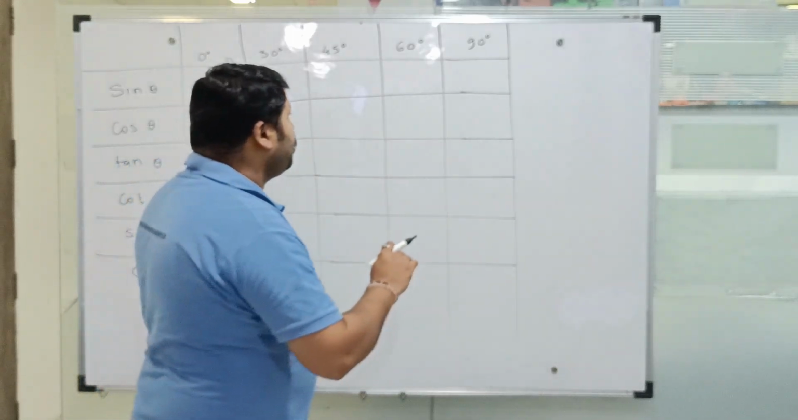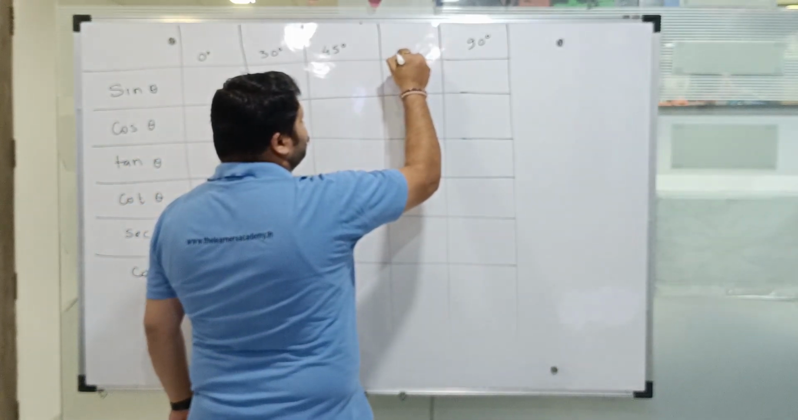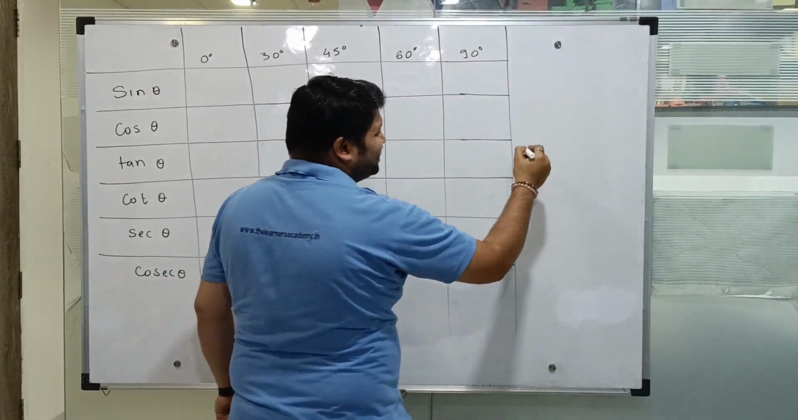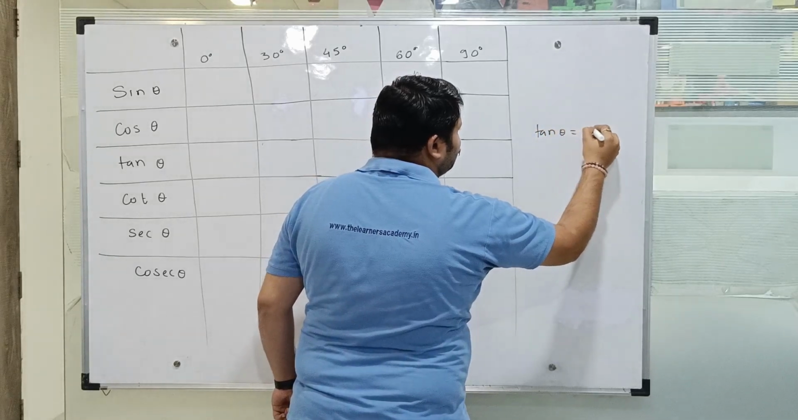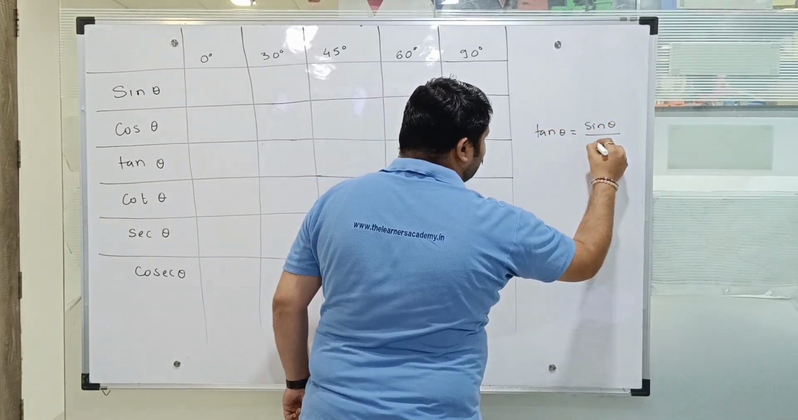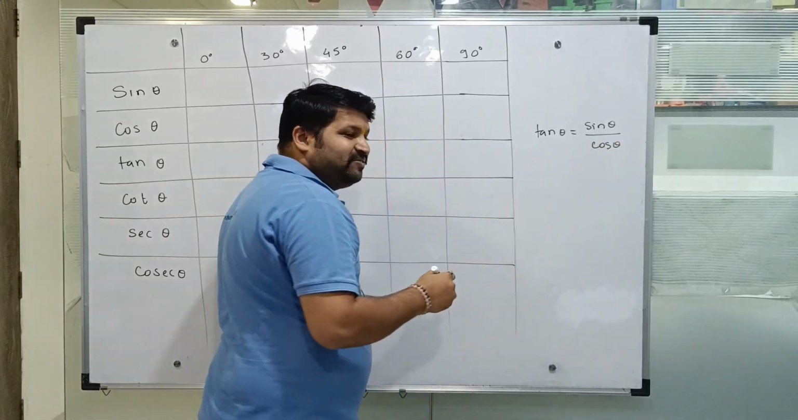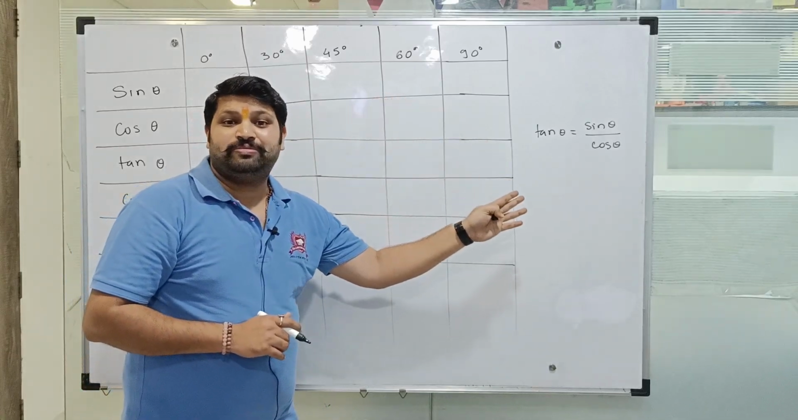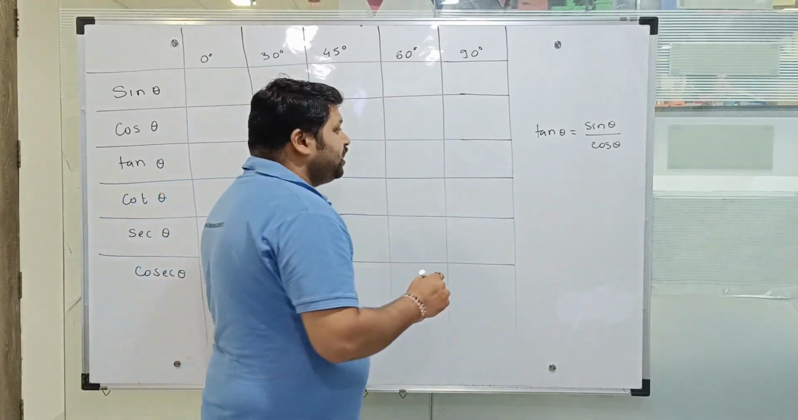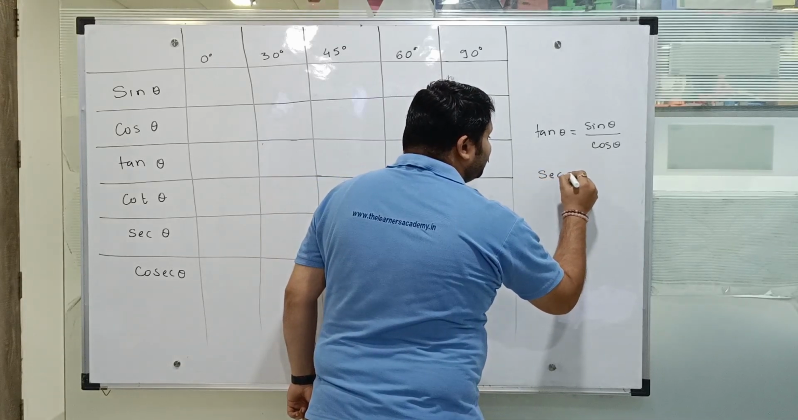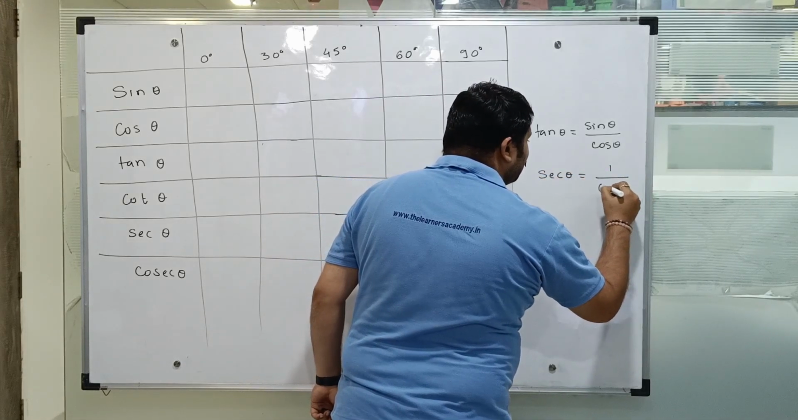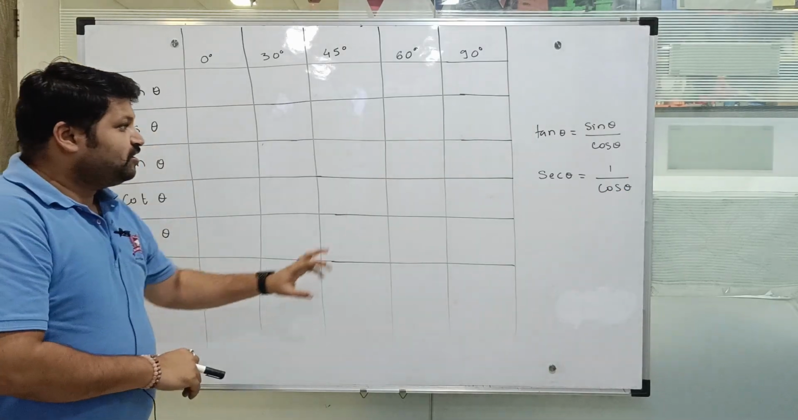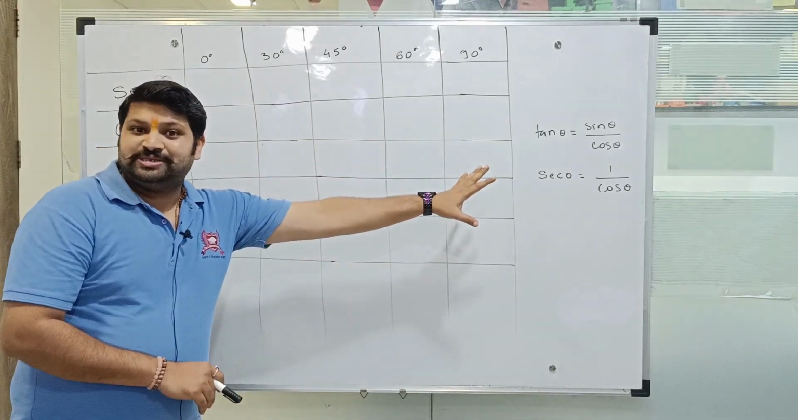Apart from this, what all things are we going to need? We are going to need 2 simple formulas, that is tan theta is equal to sine theta upon cos theta. We arrived at this formula in our first session, so in case you don't remember it, please go back and check that. And the other formula that we need is sec theta is equal to 1 upon cos theta. We have our table ready for us and we have the required 2 formulas.